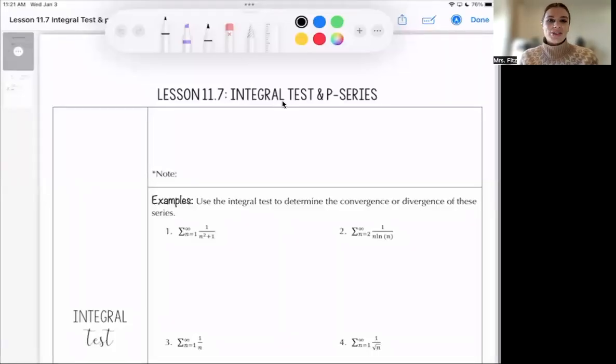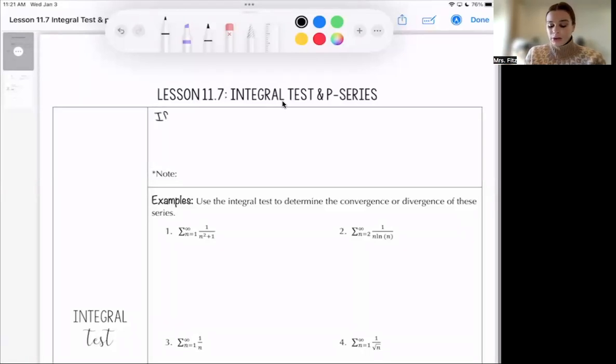Hi, everyone. So today we're going to start talking about the integral test and p-series in order to determine convergence or divergence of a series. So let's start with the integral test first. There are some initial conditions that do need to be met in order to utilize the integral test. So let's start with those.